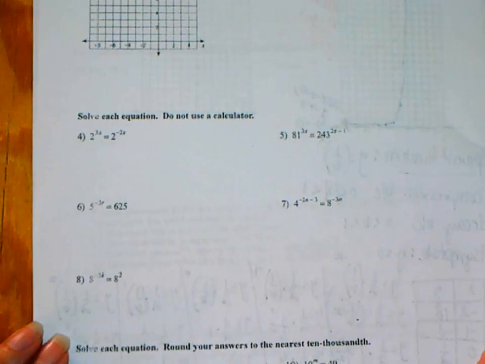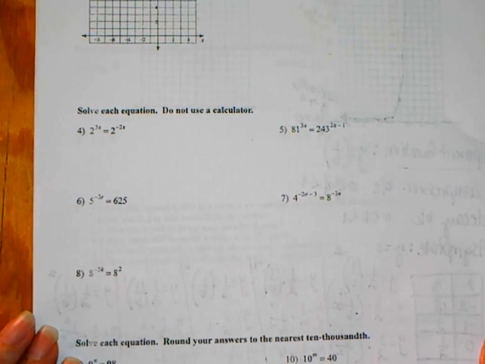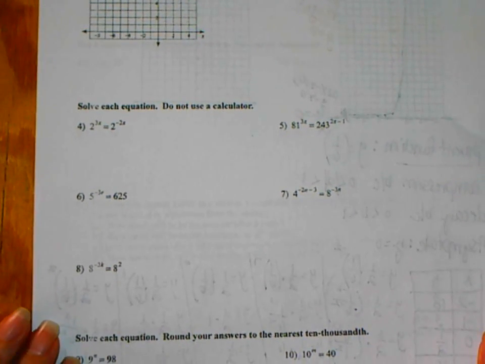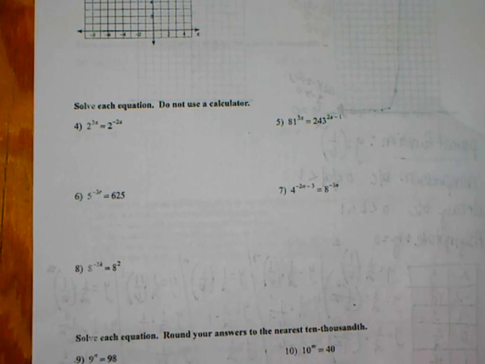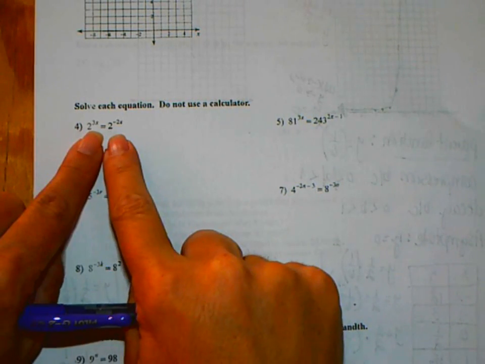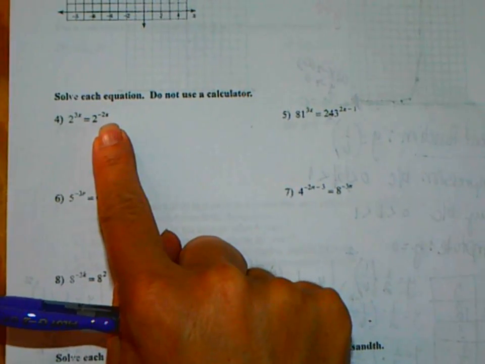Okay? Alright, let's look down at the next section. Solve each equation. Do not use a calculator. The reason you can't use calculators on these is because you can write both sides with the same base. If you couldn't, then you would be able to use a calculator. So on the first one, our variable is in the exponent, right? Our bases are already the same. So we'll forget about the bases, set the exponent equal to each other, and solve for the variable.